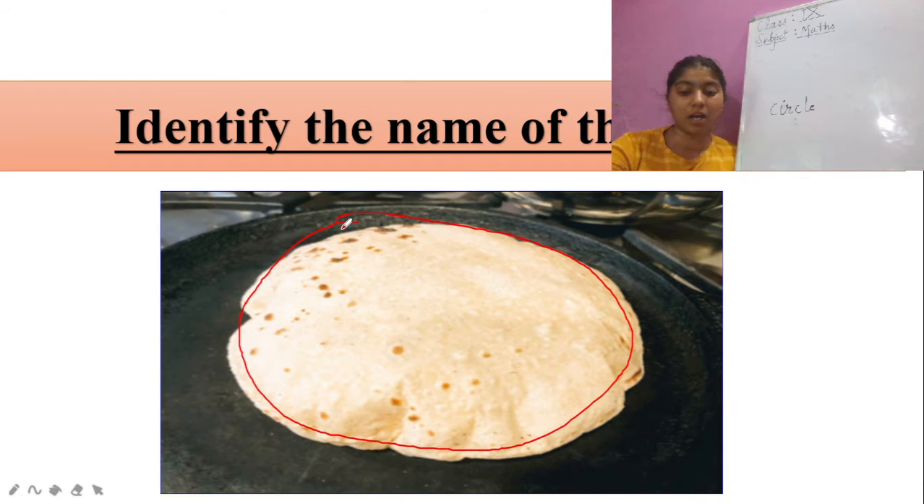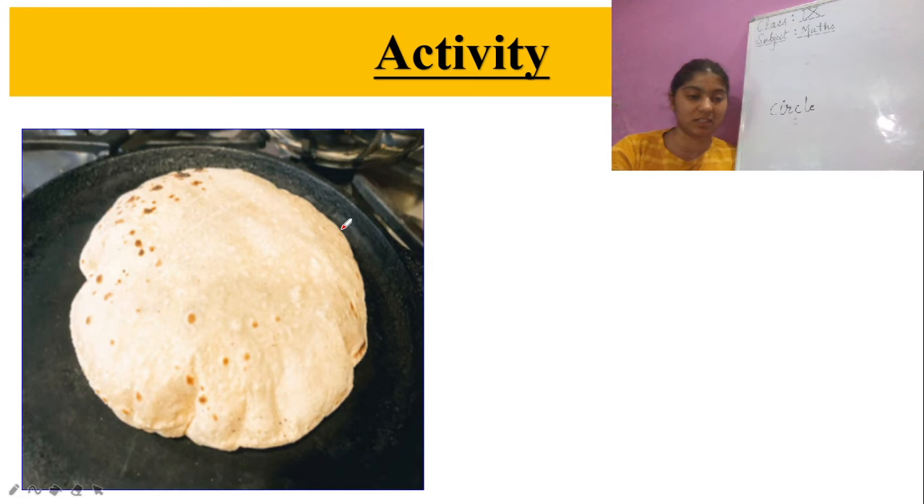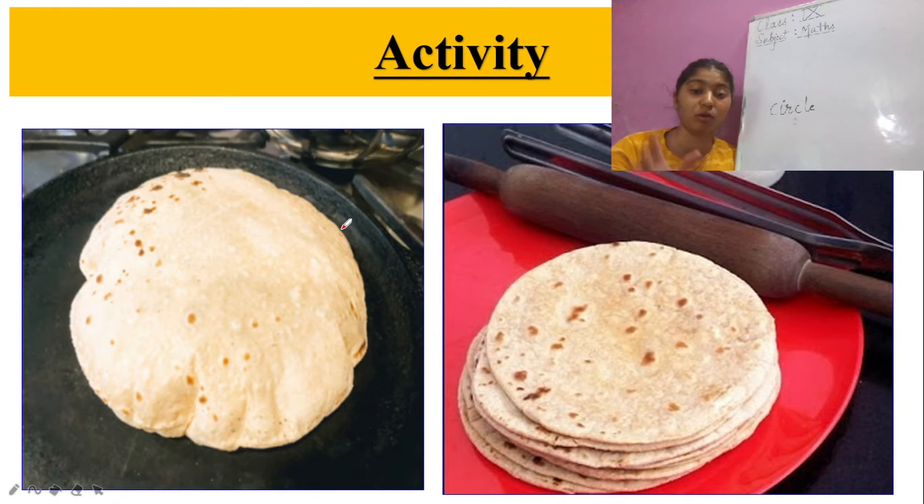Now students, along with this we have an activity. Let's see what the activity is. Along with the same chapati, your mom has made a few more chapatis for all your family. Now students, after mom has baked all the chapatis for all your family members, do you get any other shape instead of a circle? Those who find it out, write down your answer in the comment box. Let's see, do we have any?